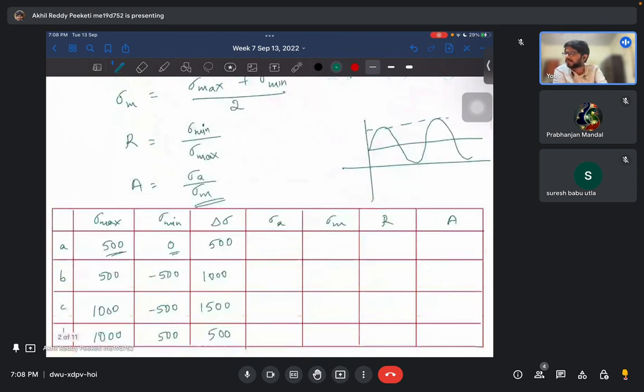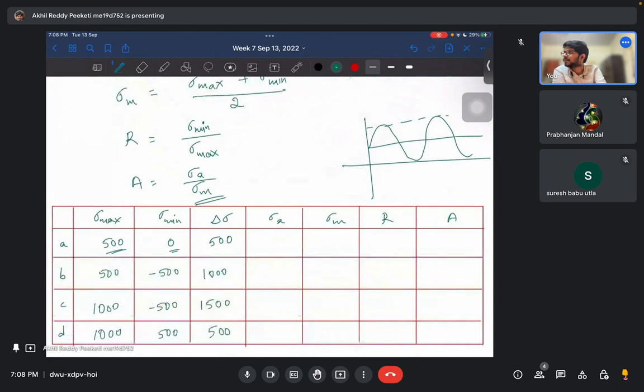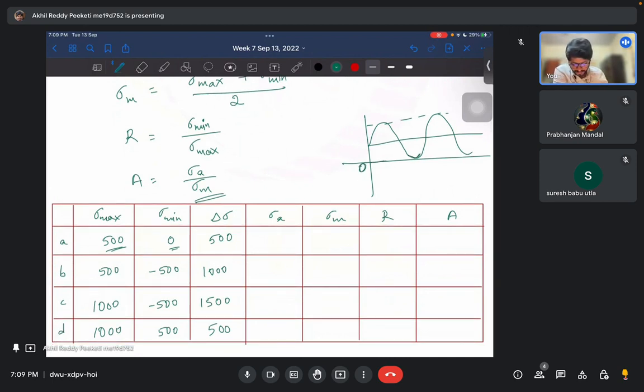There are certain names for each of these. So this is a repeated load. If one of the minimum or maximum is 0 and the entire stress is only on one side, then it is called a repeated load. So this is a repeated type of load. Even 0 and minus 500 would also be a repeated load.